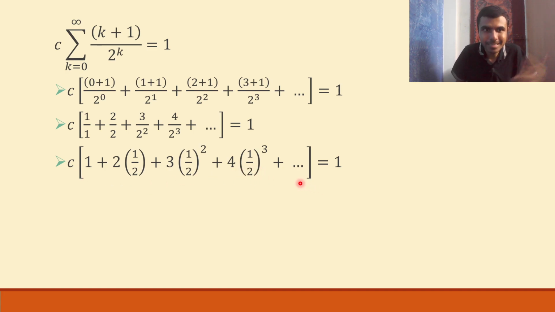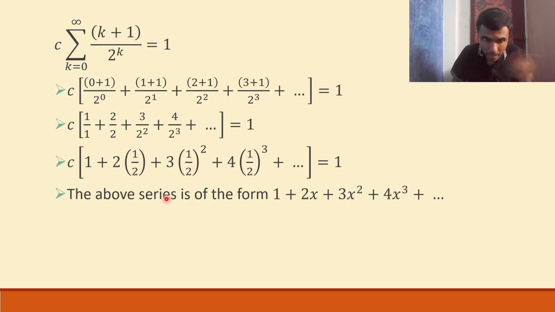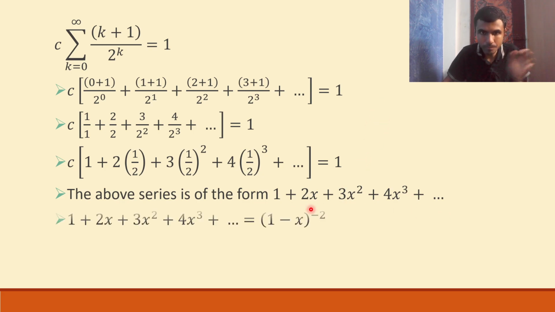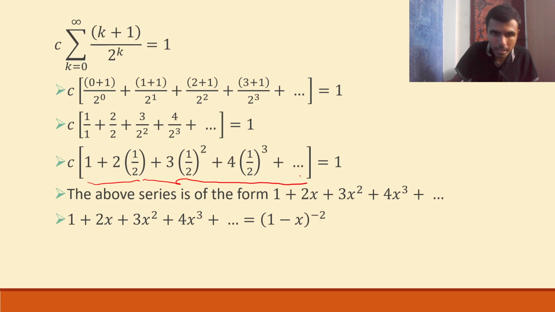What is this? The above series is of the form, if you consider half as x, 1 plus 2x plus 3x square plus 4x cube and so on. Now this series is nothing but equal to 1 minus x whole power minus 2. If you observe this entire thing, it is exactly matching with this. So this entire thing can be written as 1 minus x whole power minus 2.